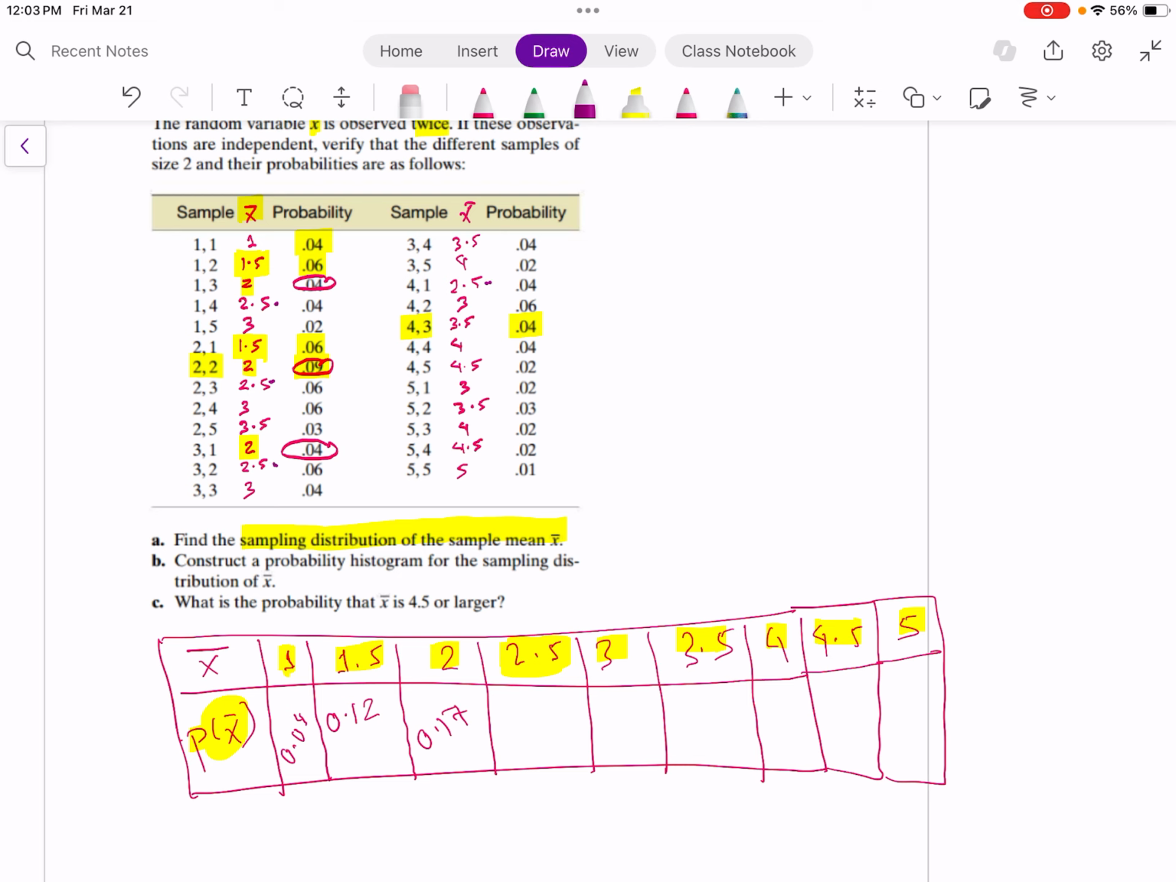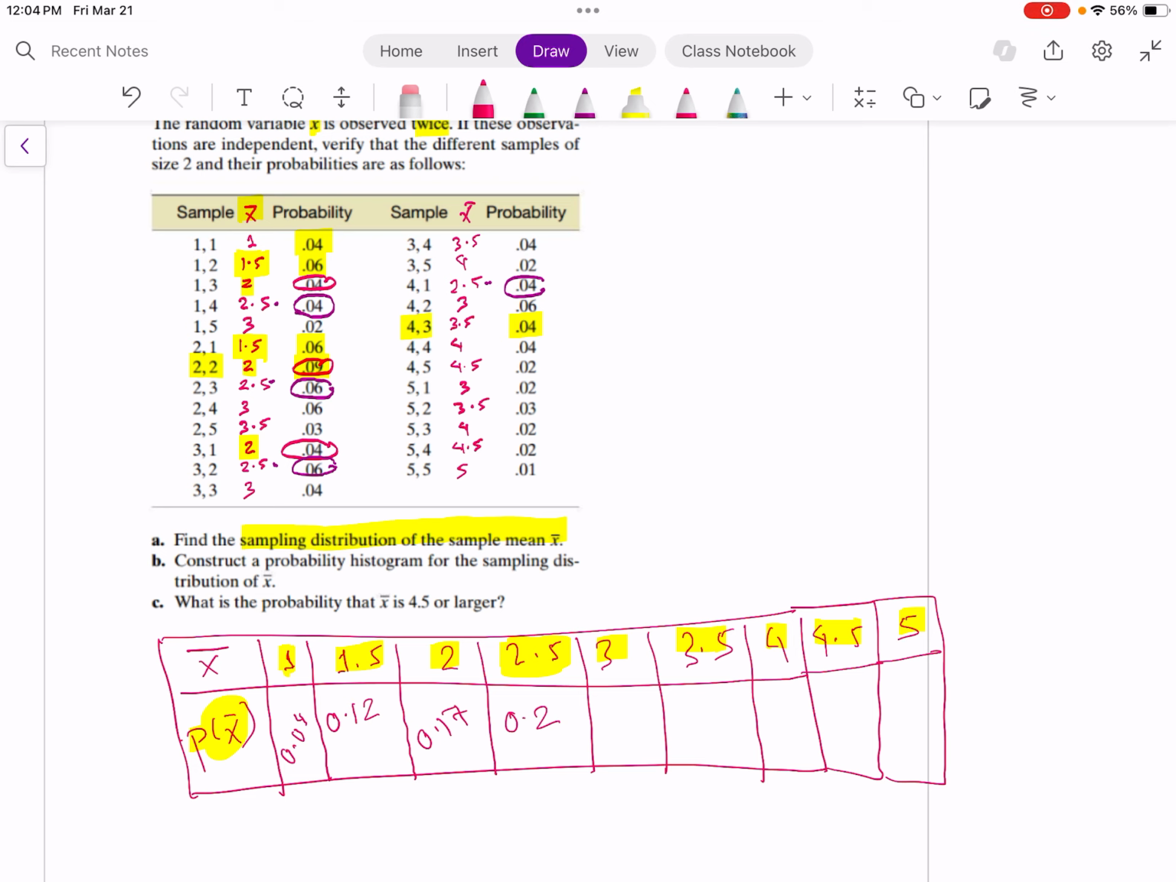Now what will be the total probability? It is the sum of these four. We have 0.04 plus 0.06, which is 0.1, plus 0.06, that makes 0.16, plus 0.04, that makes 0.2. So the probability that x bar is 2.5 is 0.2.